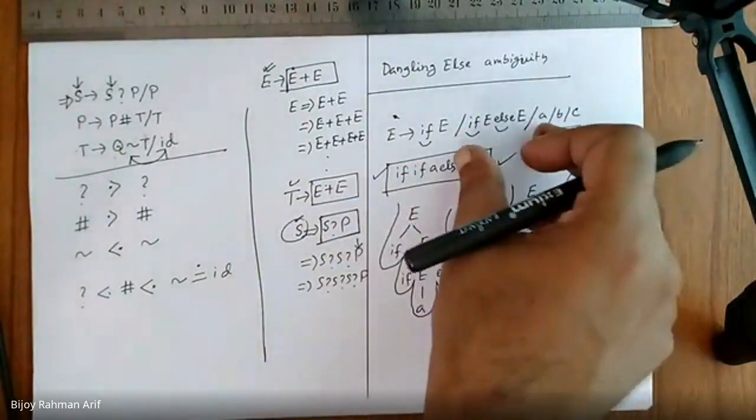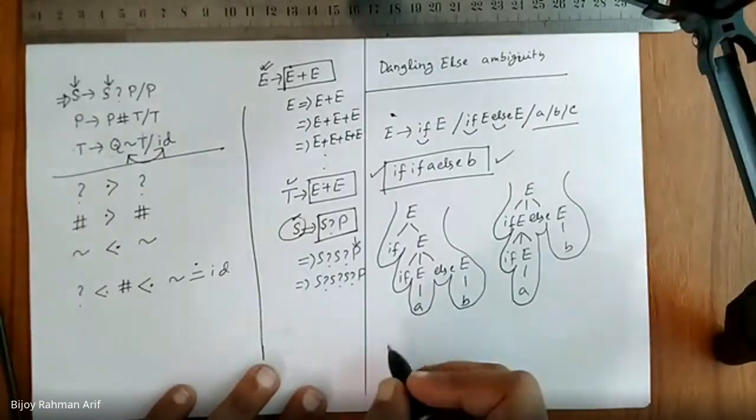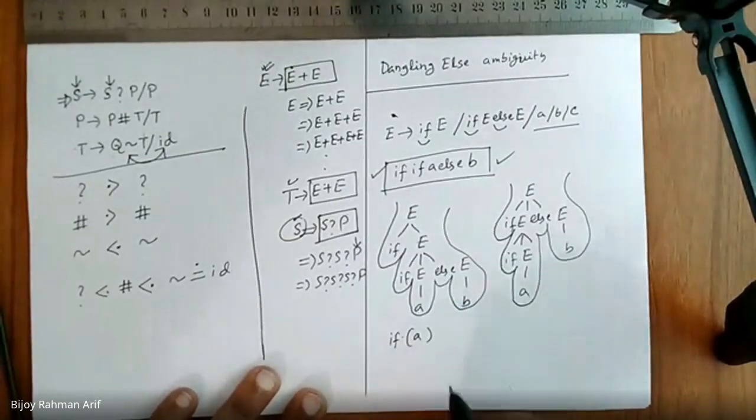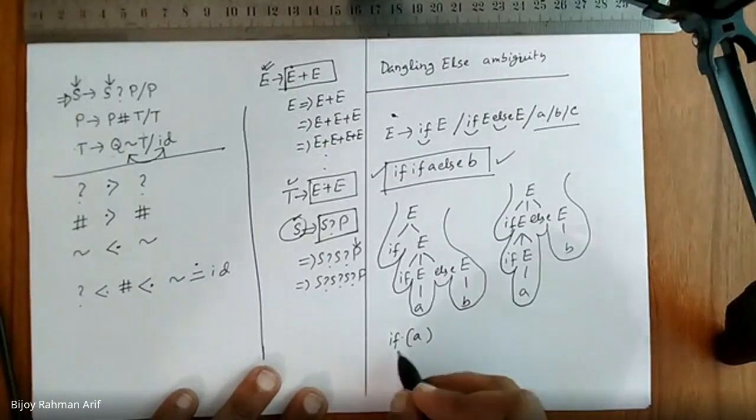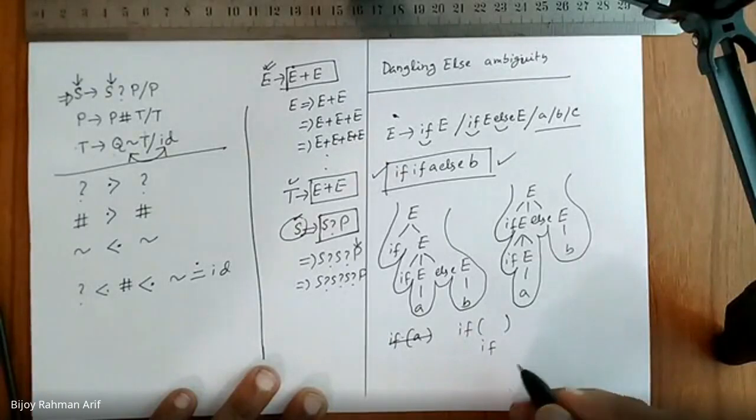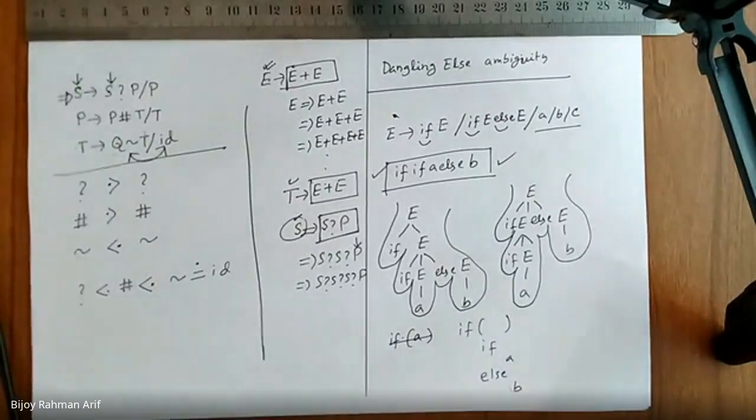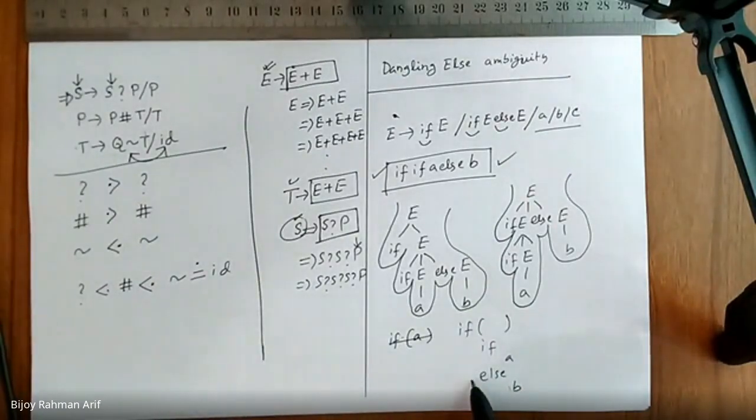What is this grammar? How can you relate this grammar with computer language? Conditional. Whenever we write if A, then A, else B, the problem in the language is: which if is this else connected to? Is it connected with this if, or with that if? That is the reason behind this ambiguity.